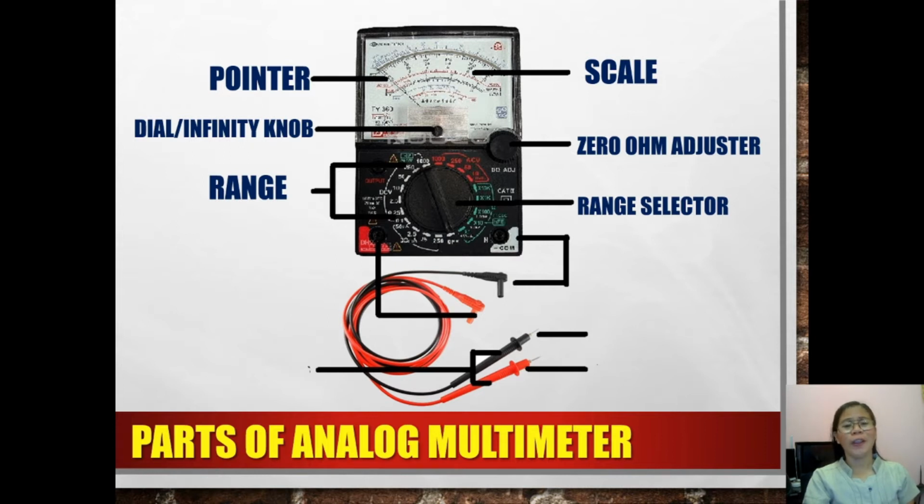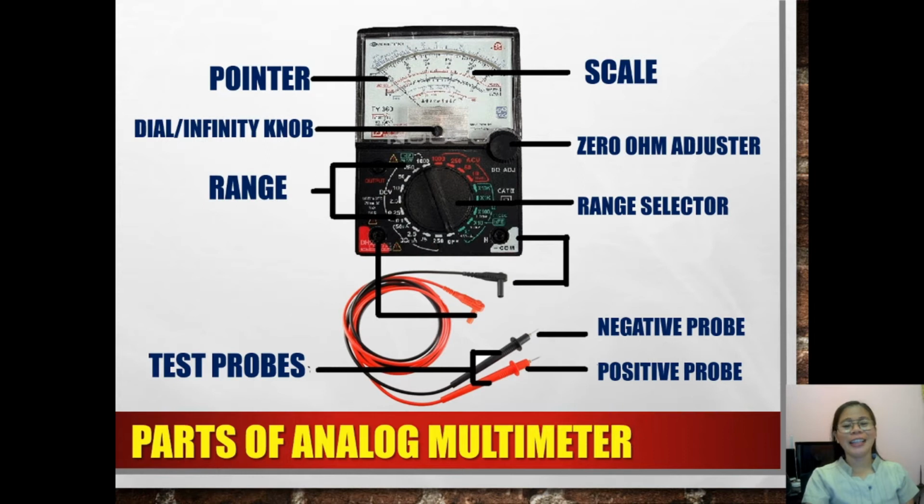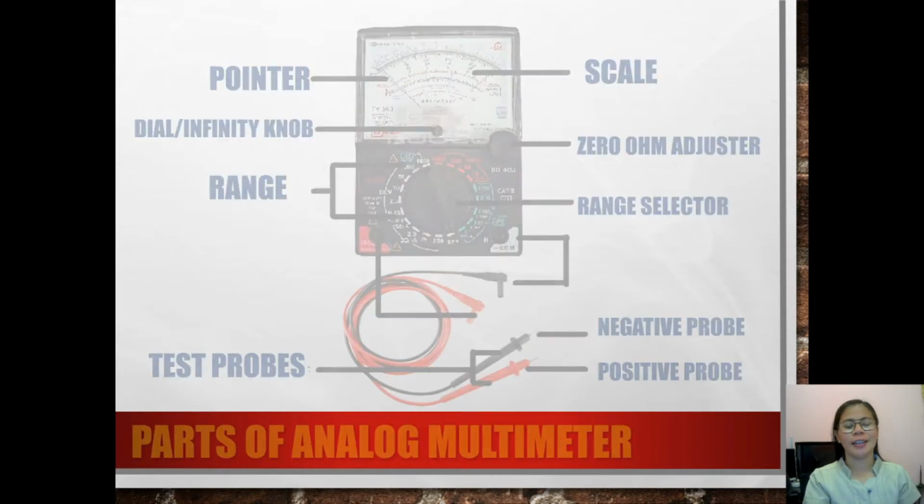And what do you call the wires that are connected to our analog multimeter? Very good. That is our test probes. What do you think is the name of the black wire? Correct. That is the negative probe. How about the red one? Very good. That is the positive probe. Congratulations! You got the correct answers!